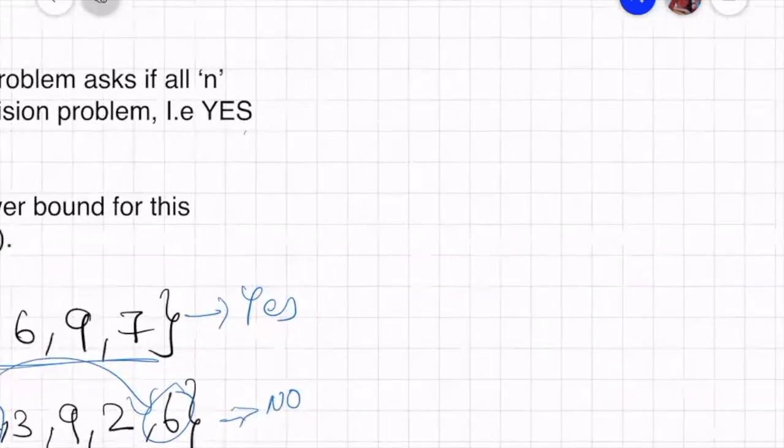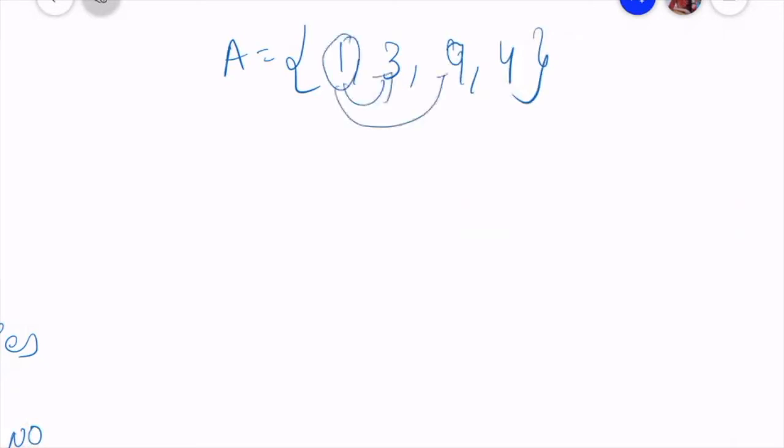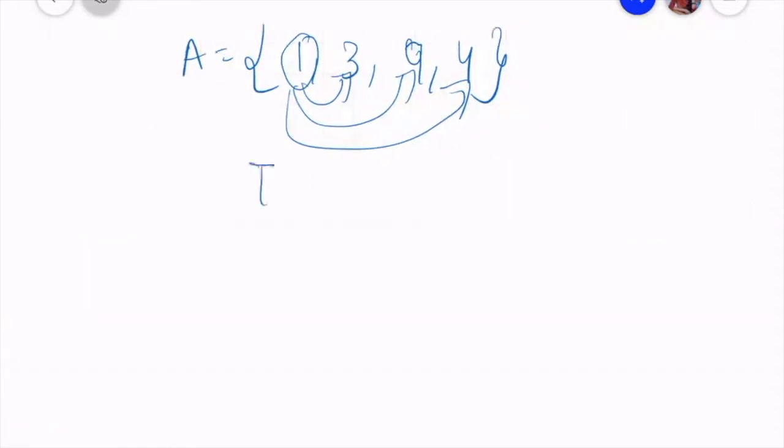To solve this problem, let's consider we have taken an array consisting of 4 elements. The first approach is comparing every element with each other element. If we solve the problem in this way, the time complexity will be around big O of n squared, which is not an effective solution.